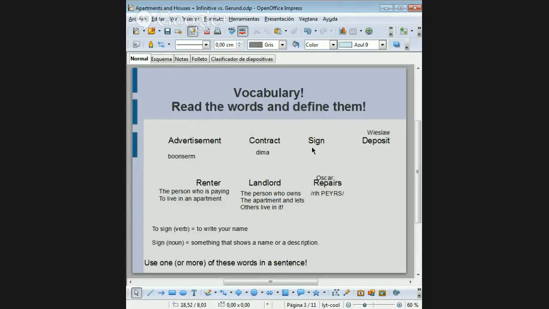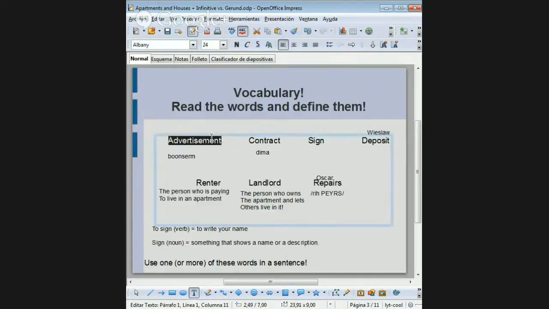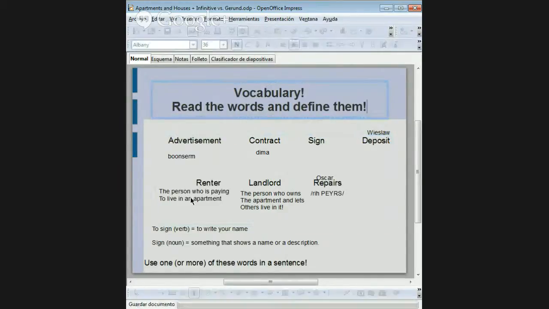Yes. Bunserm, can you make a sentence using advertisement? Can you just say a sentence using the word advertisement? Okay.